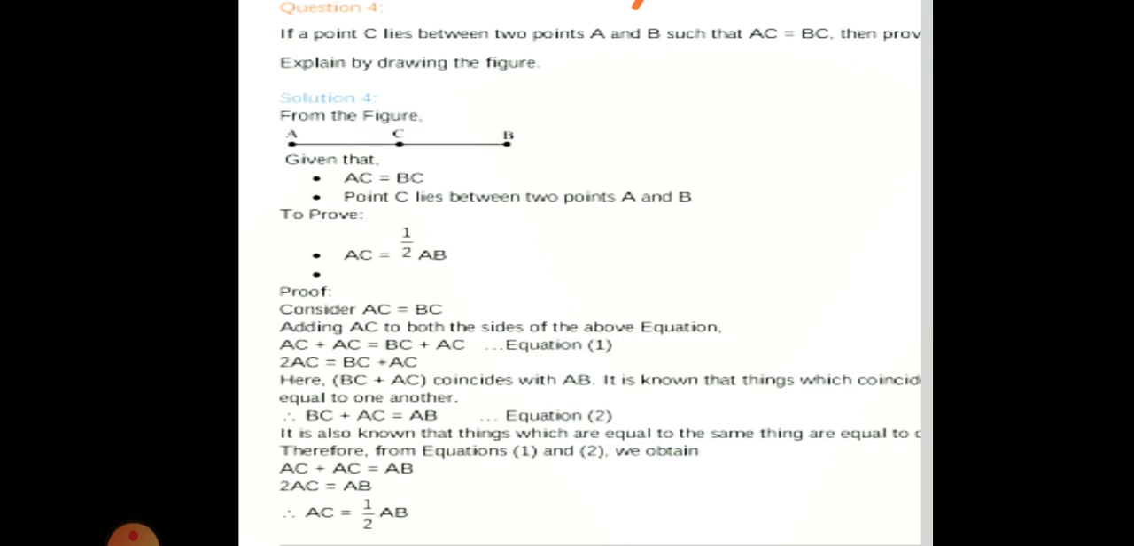Here BC plus AC coincides with AB. It is known that the things which coincide with one another are equal to one another. So BC plus AC is equal to AB, equation 2. It is also known that the things which are equal to the same thing are equal to one another. From equations first and second, we obtain AC plus AC is equal to AB, 2AC is equal to AB, AC is equal to 1/2 of AB.